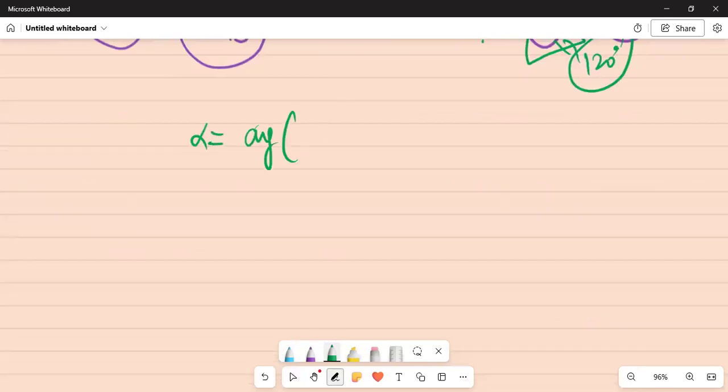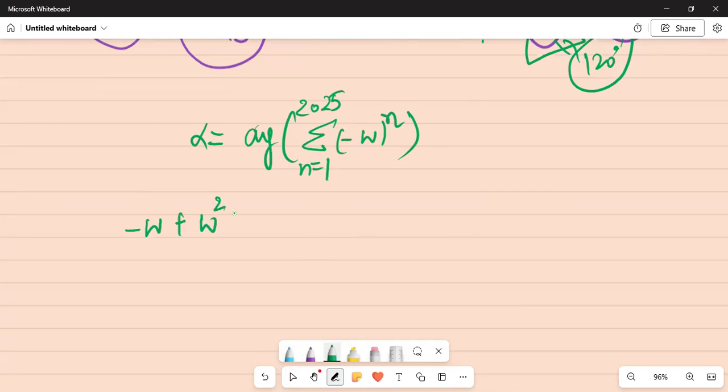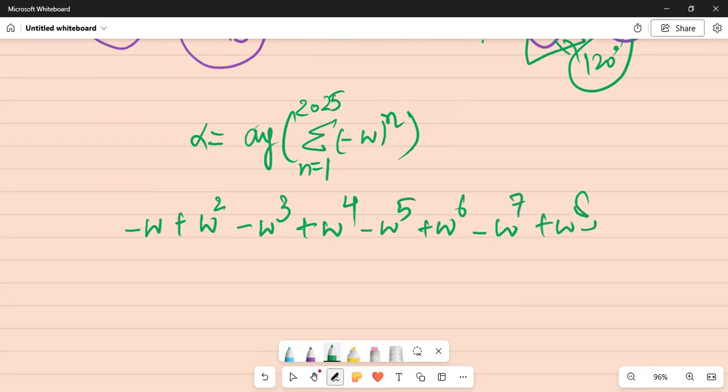Solve this summation. So here alpha is given by the principal argument of this. So if you see this, then this is minus omega, and if power is even, then you'll be getting positive sign. Again, if the power is odd, then you'll be getting minus omega cube. Fourth power, then it is positive. Similarly, minus omega 5 plus omega raised to power 6, minus omega 7 plus omega raised to power 8, and so on.